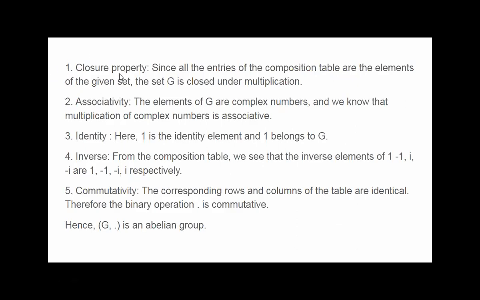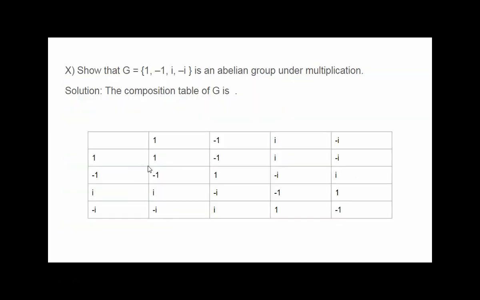Does it possess closure property? Since all entries in the composition table are elements of the given set, the set G is closed under multiplication. Okay. What are the elements here? 1, minus 1, I, minus I. All these elements are there in this set only, that group only. So what we can consider here is closure property.